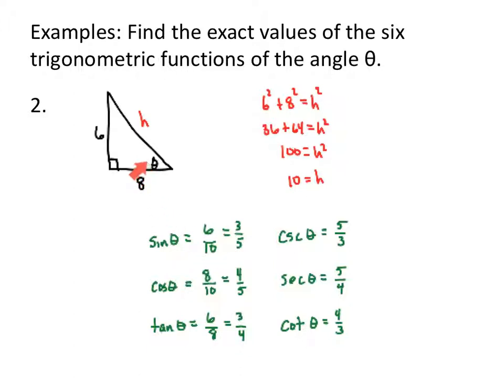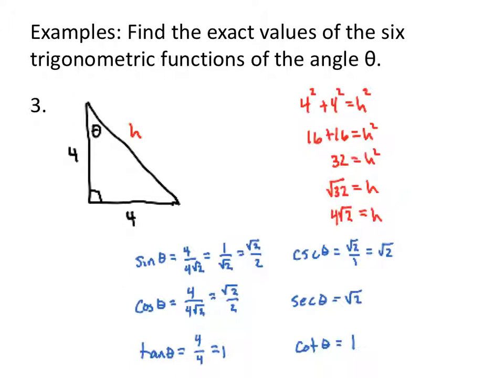In reference to theta, cosine is adjacent over hypotenuse, 8/10, which is 4/5. In reference to theta, tangent is opposite over adjacent, so that's 6/8, which simplifies to 3/4. I'm going to use all these simplified values and work my way back up. The cotangent is 4/3, the secant is 5/4, and the cosecant, the reciprocal of sine, is 5/3. If you know the big three, the other three are easy.